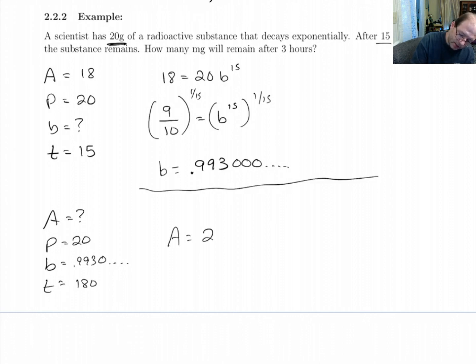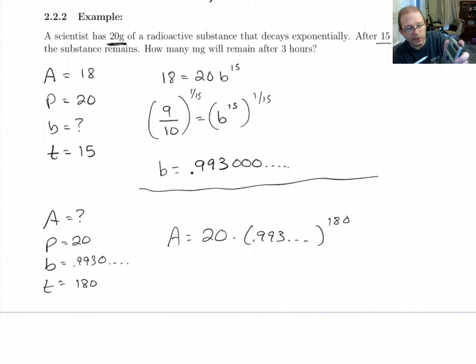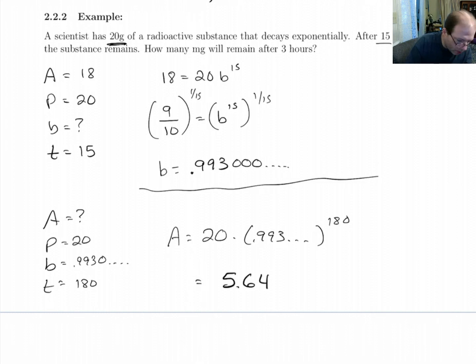So A in this case is 20 times 0.993 to the 180. I've still got that 0.993 with the additional decimals on my calculator, so I'm going to raise that number to the 180. I get 0.282 something, multiply by 20, and I get 5.6485, let's just say 5.649 milligrams.